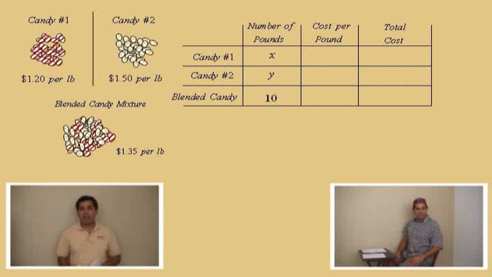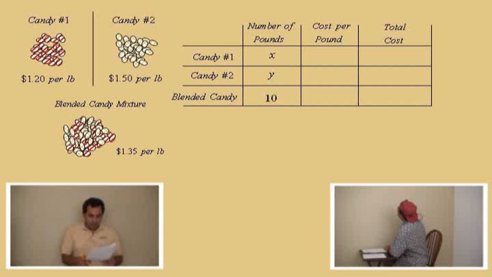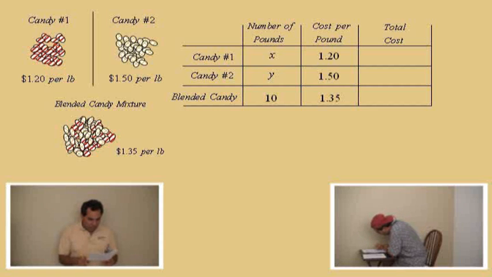Now, cost per pound. Well, we were given the cost per pound of candy 1, candy 2, and the blended candy. What's the cost per pound for candy 1, Charlie? $1.20. $1.20, so we put in 1.20. For candy 2? $1.50. 1.50. And then for the blended candy, what's the cost? $1.35. 1.35, very nice. Okay.